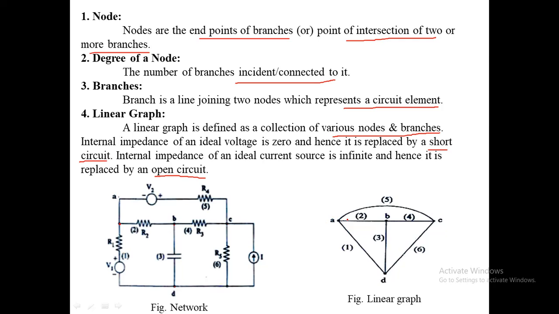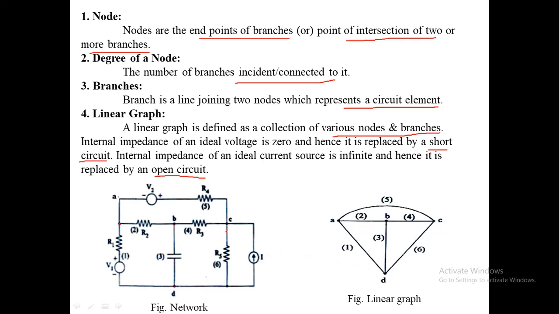Just mark the nodes A, B, C, D. Next we have to draw the branches of this graph. Branch means circuit elements. Instead of this resistor, we draw one line, and instead of this resistor R3, we draw another line, that is called a branch. Next, this is a voltage source. We short this voltage, and the resistor we draw as one single line. If the resistor is in series with the voltage source, we can consider it as a single branch. And here also the voltage is in series with the resistance, so we consider it as a single branch.